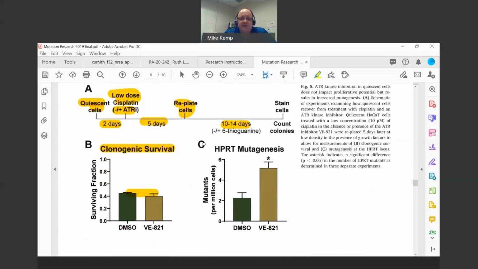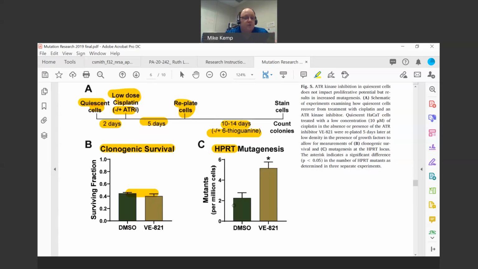We also looked at mutagenesis, and in this set of experiments, we did something very similar, but during this 2-week growth period, we incubated cells with the drug known as 6-thioguanine. This drug normally gets metabolized by cells, and it's toxic to the cells, so they can't grow. But if they have mutations at this gene locus known as HPRT, they're unable to metabolize that 6-thioguanine, and they become resistant to that drug. And so cells treated with, for example, UV, or in this case, cisplatin, we see an increased number of mutants.